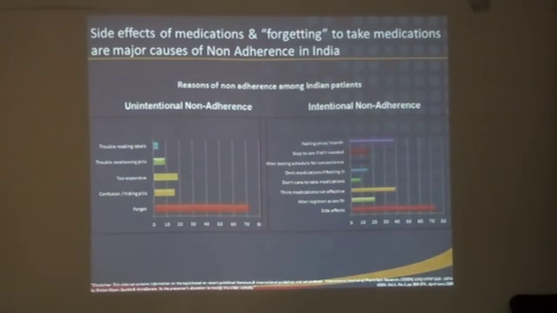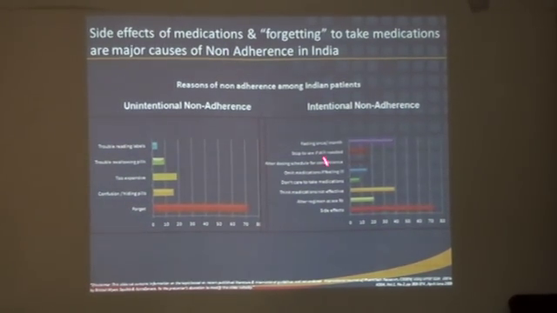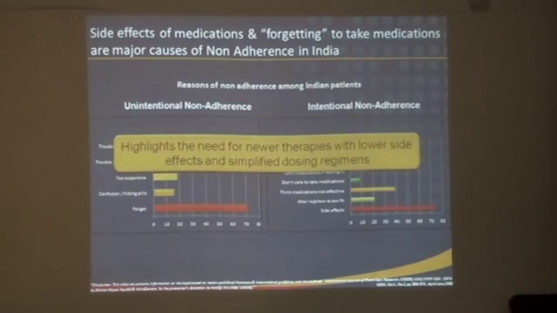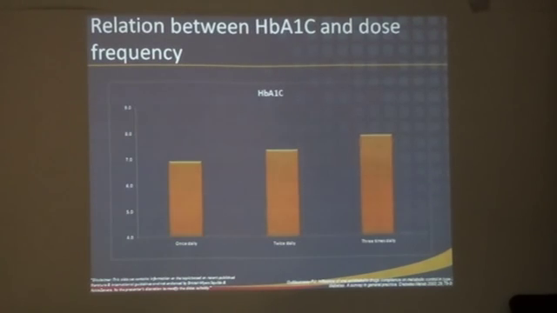Again, the side effects of the medications and forgetting to take the medication were a big problem, and this is an Indian study. As you can see, more than 3/4 of the patients reported side effects. There are other things also, like whether it's expensive, feeling ill, side effects, things like that. So these are multiple factors. We need therapies which will give lower side effects and simplified regimens. Make it very simple for the patient to remember, with a long duration of action, 24 hours.